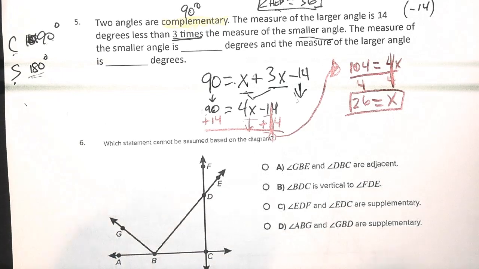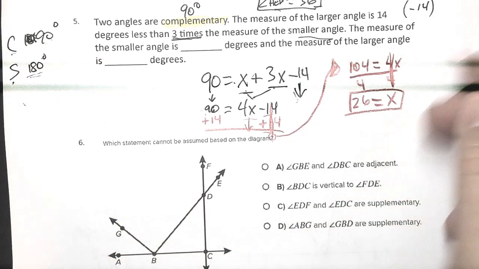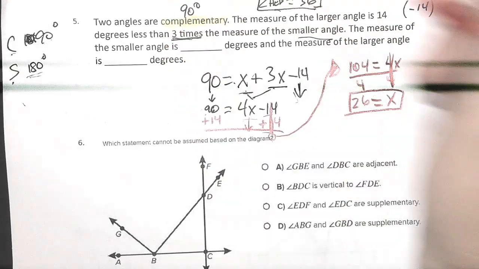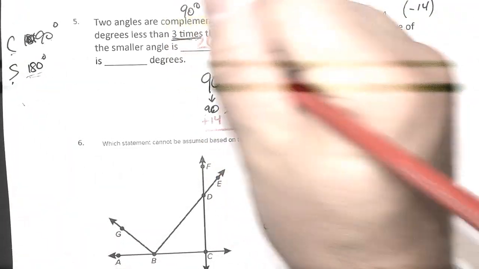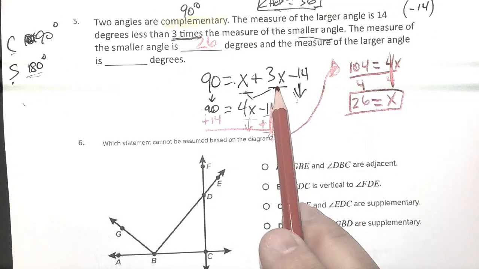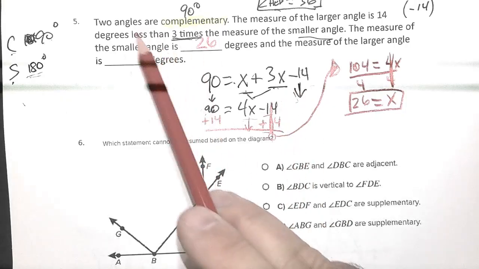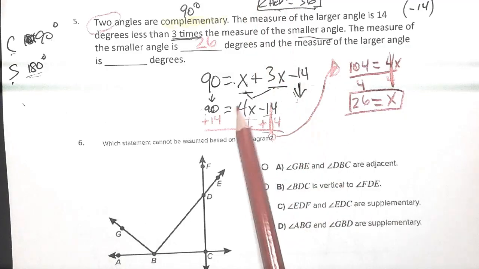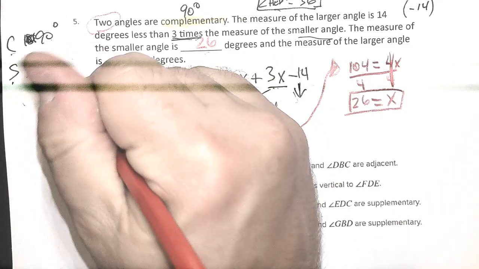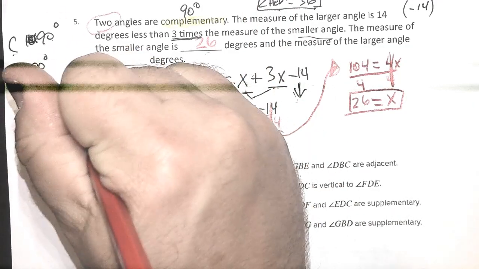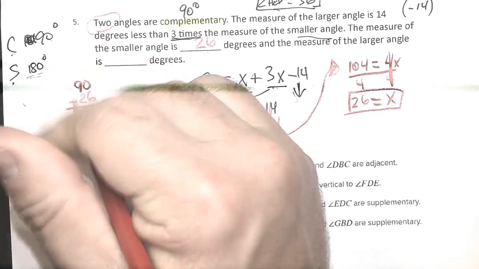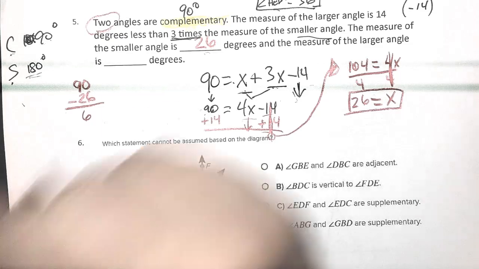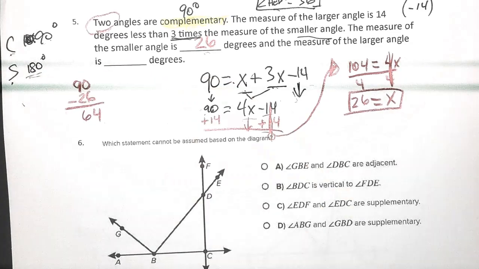All right, so the smaller angle was x, right? So it equals 26. All right, so the larger angle, we can either plug this in, or because we have 2 angles that equal 90, one of them's 26, so they both equal 90. Subtract the one we know, that's 26, and we'll find our other unknown number. Is that 26? Yeah, so it'll be 64.